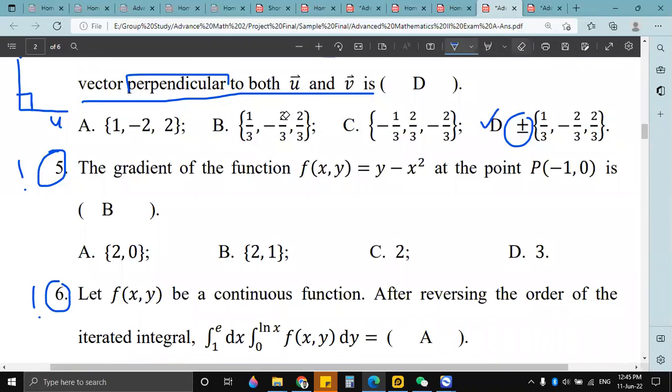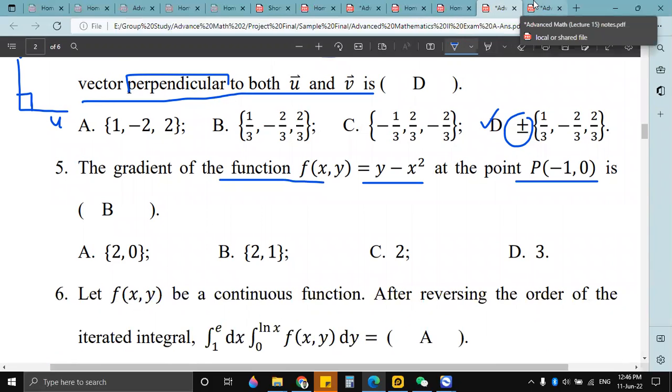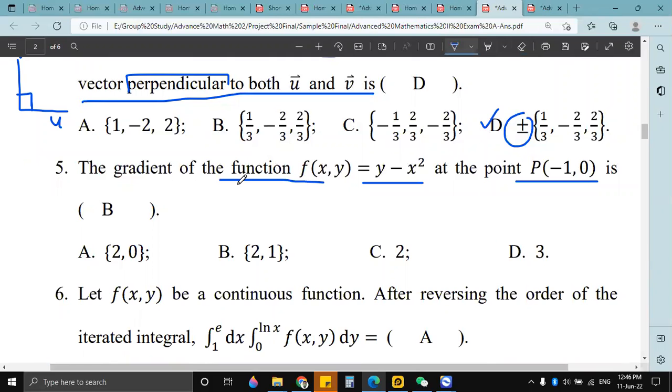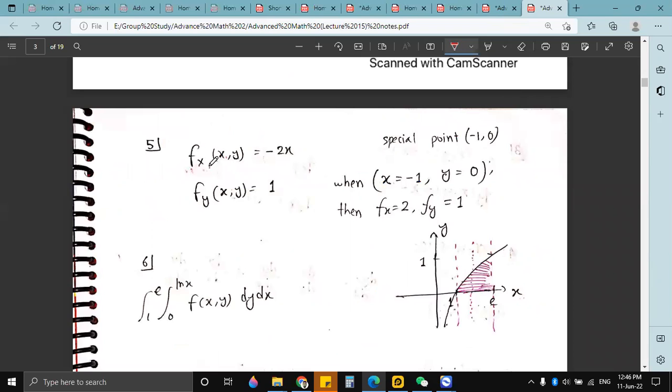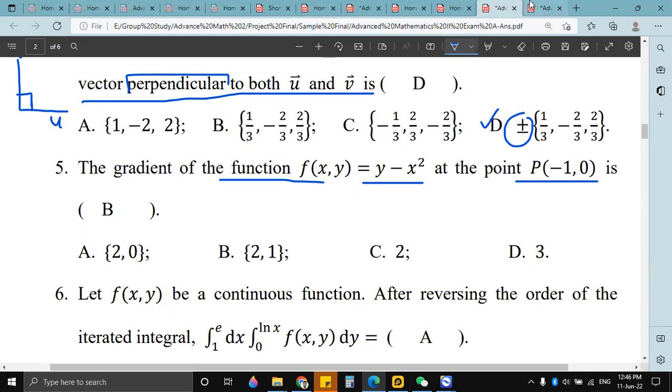So next, the fifth question here. The gradient of the function f of x y equals y minus x squared at the point P minus 1, 0 is what? To find the gradient, you have to find the partial derivative with respect to x, and then the partial derivative with respect to y. Okay. So our function is y minus x squared.